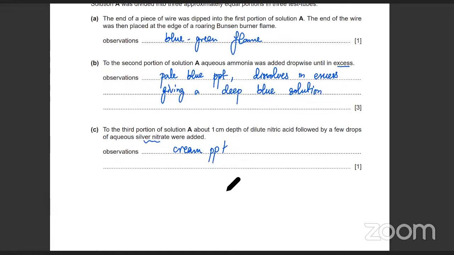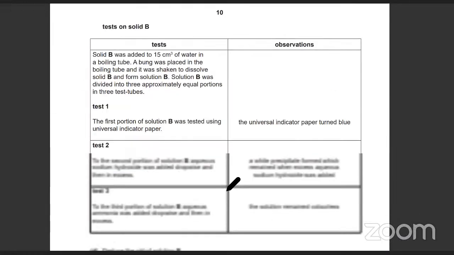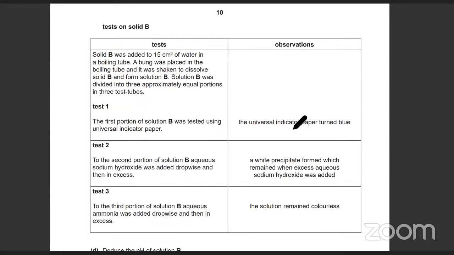I don't know what B is, but the observations are given. So the first part is universal indicator. As a first part, solid B was added to 15 cm cube of water. A bung was placed and it was shaken to dissolve. So it was dissolved in water.